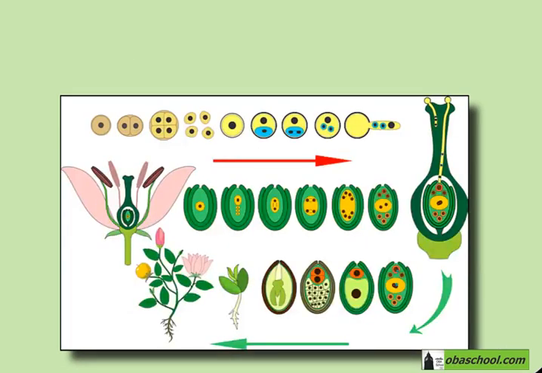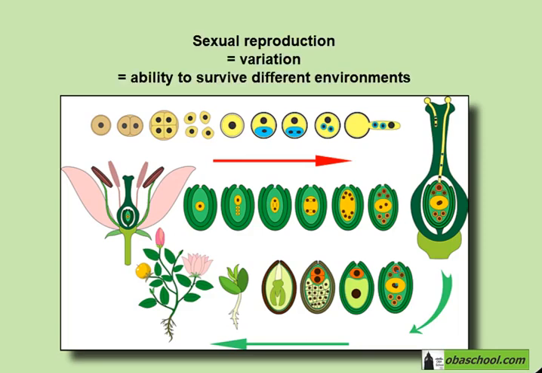Once the pollen has fused with the egg cell, once fertilization occurs, seeds are formed. Sexual reproduction introduces variation and enables plants to survive as conditions change through natural selection.